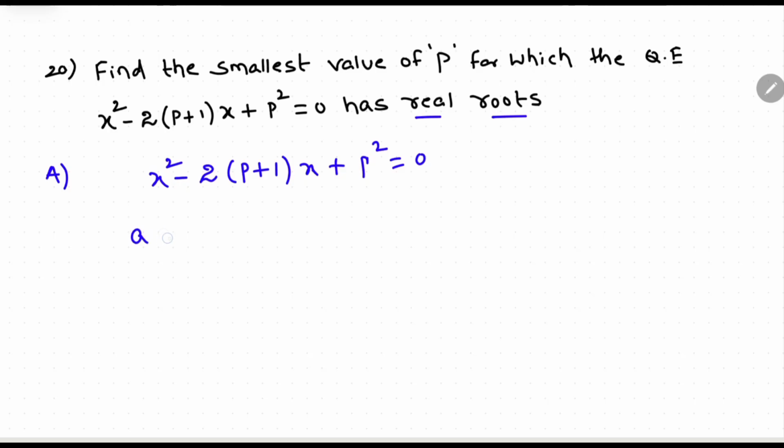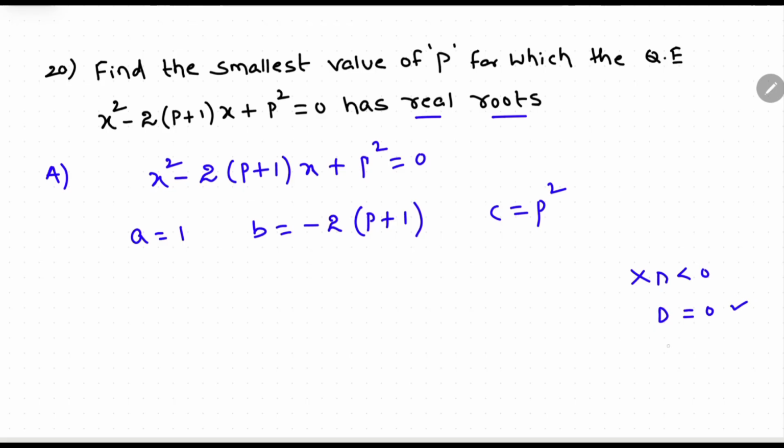So what is the a value there? A equals to 1. What is the b? Minus 2 into p plus 1. And what is the c value there? That is p square. The roots are real, right? Here, if d less than 0, there are no real roots. If d equals to 0, real and equal. If d greater than 0, the roots are real and different. So we have to apply these two conditions.